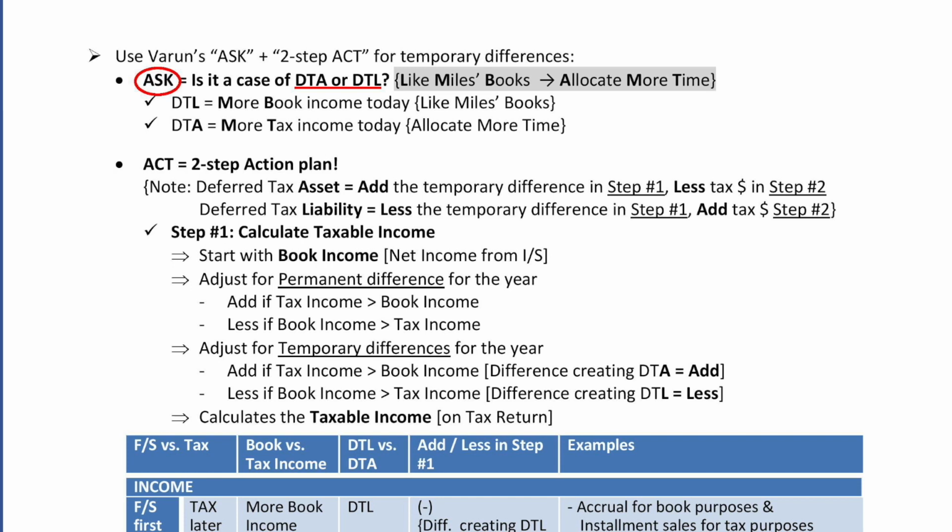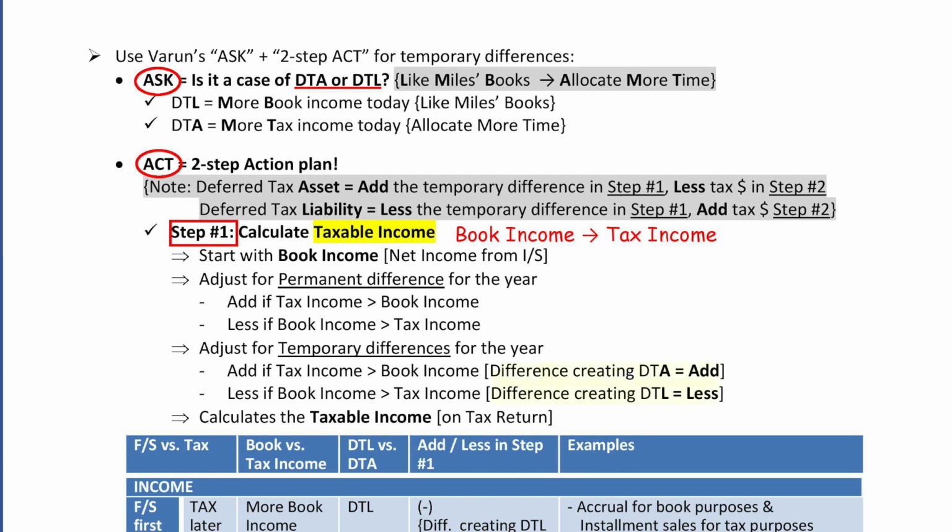Now after you've asked yourself the question, now it's time to act, and I give you a two-step action plan. So circle act, put a box around step 1, highlight taxable income. So now you're calculating the taxable income. In other words, you are moving from book income to tax income. So you start with book income. First, you adjust for all permanent differences. Then you adjust for temporary differences.